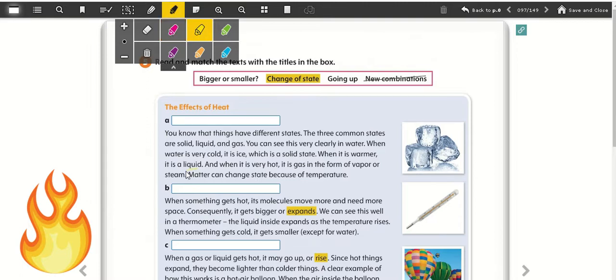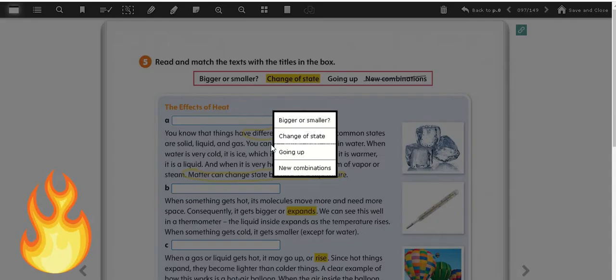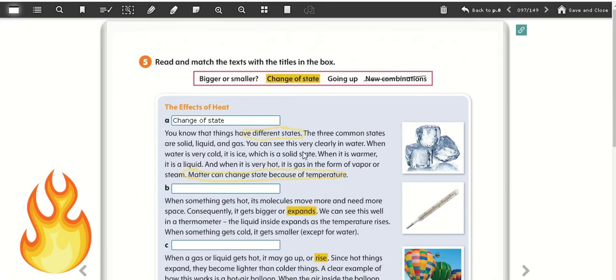This is one of the first changes. I'm going to circle it here. Matter can change because of the temperature. So one of the things that we can change is the different states. I am circling this because that's important. So the first one that we're going to be writing here is one of the effects of heat is the change. Ve aquí tenemos bigger or smaller, change of state, going up, new combinations. In this case, it will be change of state.